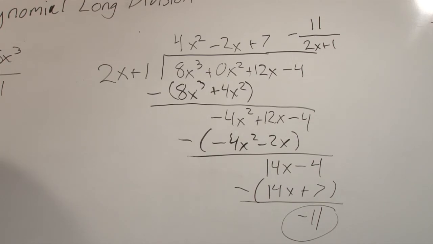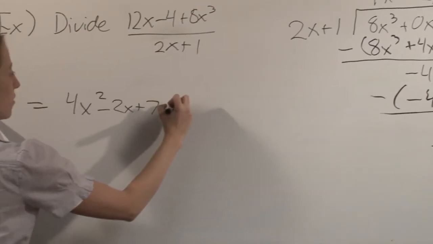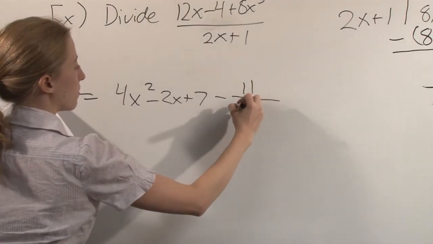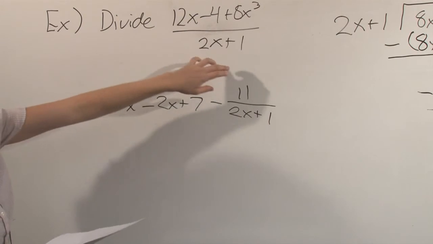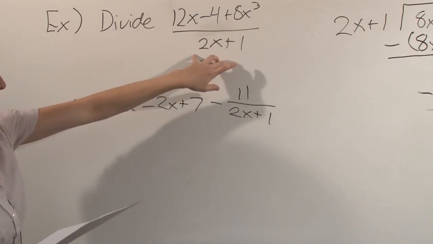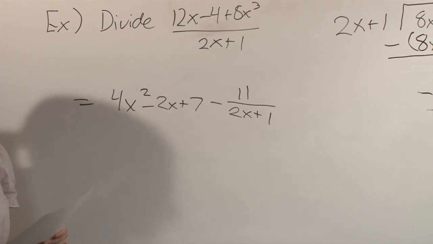So my answer, if you have a remainder, you're always going to write it as a fraction over the polynomial that you were originally dividing everything by. So those are the basics for how to do polynomial long division.